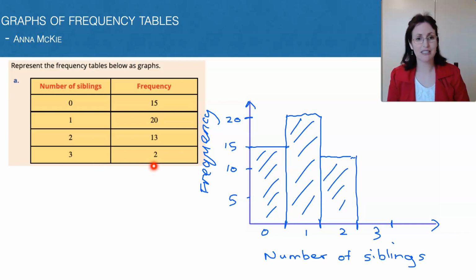And 3 siblings. How often did that happen for this class, say? Only 2 people had that. So again, 2 is between the 0 and the 5, but a little bit less than halfway. If you were asked the question, which amount of siblings happened the most, it's the tallest column. So one sibling is the most common number of siblings.